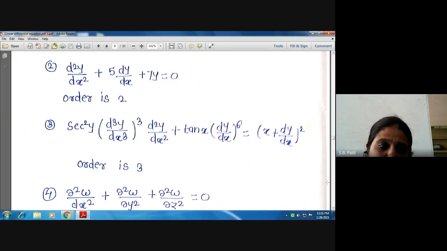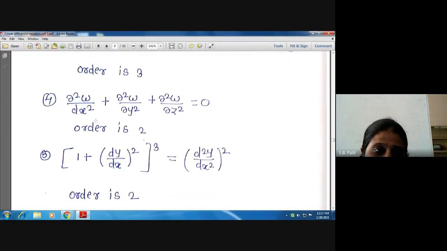We know that the order of the differential equation is nothing but the highest order derivative. We observe from this equation that the highest order derivative is d cube y by dx cube, which is a third order derivative. Then d square y by dx square is a second order derivative, and dy by dx is a first order derivative. So the highest order derivative is d cube y by dx cube, and the order of this differential equation is 3.